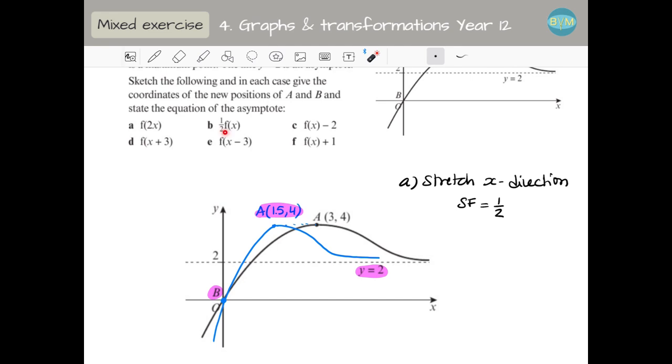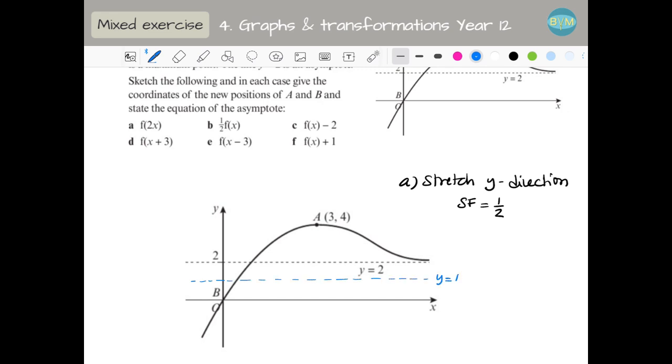Then for B, we are multiplying the function by 1/2, which means it's a stretch, on this occasion in the y direction, and the scale factor is what multiplies the y, in this case 1/2. So I'm not doing the reciprocal, it's just the number that is here. Everything in the y direction is multiplied by 1/2. So that means the asymptote changes too, because the whole graph goes down.